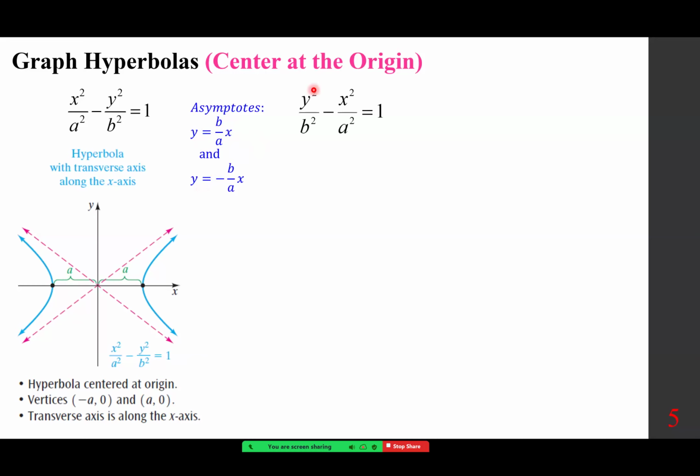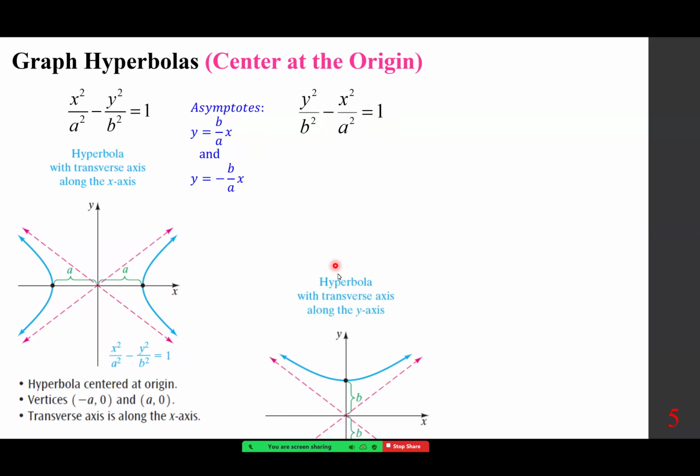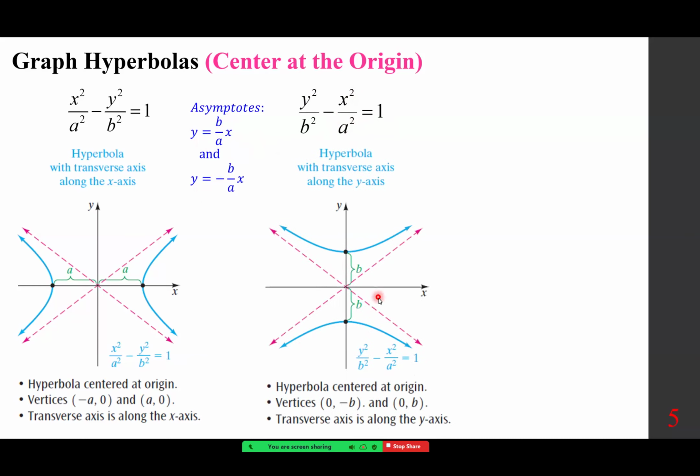Now, y squared over b squared minus x squared over a squared equals 1, if it opens up and down like so. I like to keep the a squared under x squared. In some texts, they don't. If you keep it the same, this equation remains the same for the asymptotes. If you don't, this will change. That's why I like to keep the a squared under x squared.